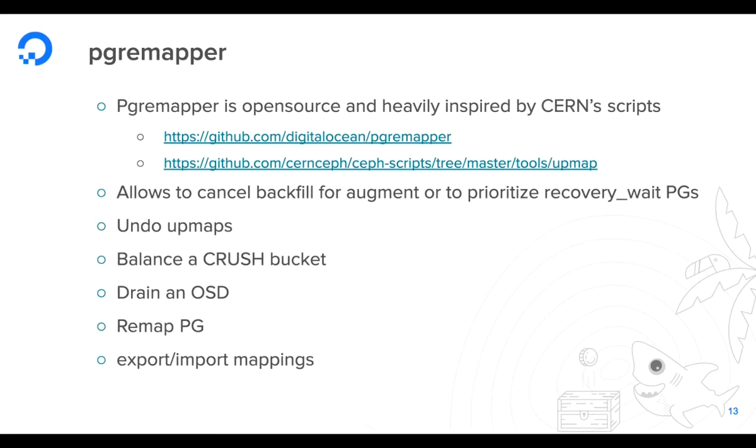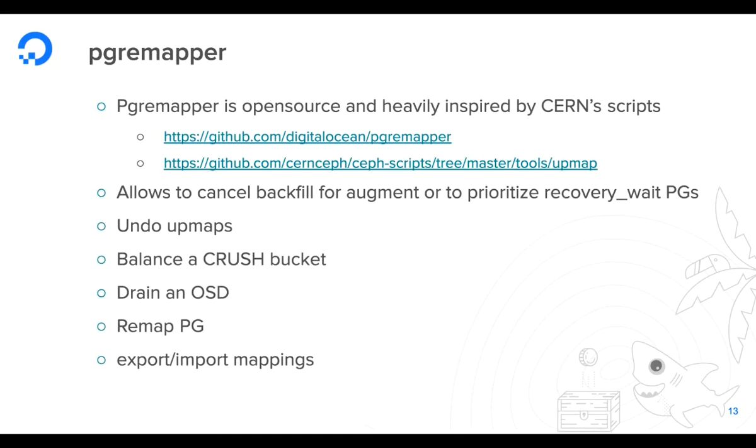So pgremapper. pgremapper is a tool we open sourced about 3-4 months ago, so fairly recently, that is heavily inspired by a set of CERN scripts that I believe mostly Dan van der Ster wrote. So I put both URLs there, of course. pgremapper is in Golang, and upmap scripts from CERN are in Python.